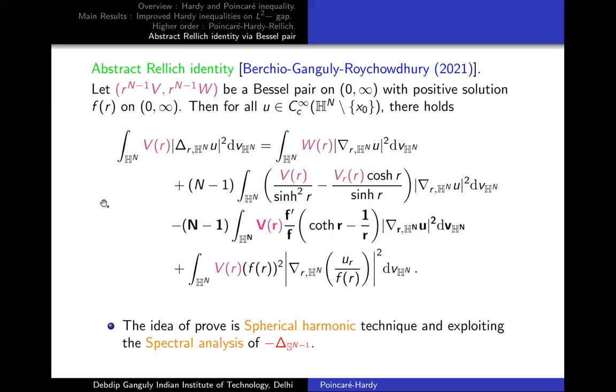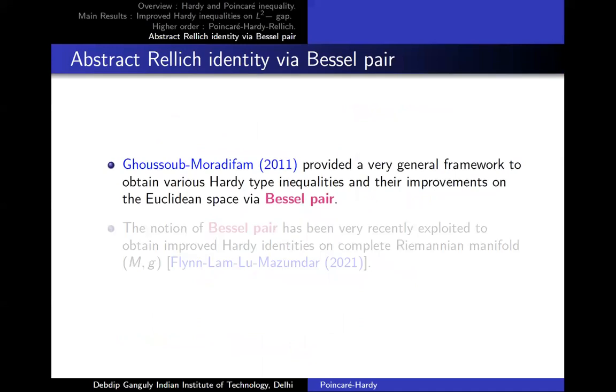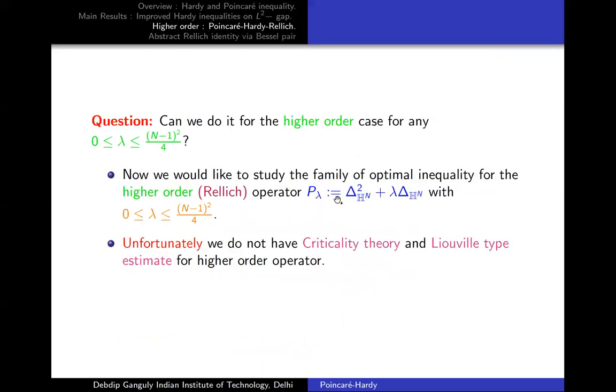We can prove this Rellich inequality. We call it the abstract Rellich inequality because there is no Hardy term. Now we have to choose a particular V and W, because for a particular choice we want to recover all this type of inequality for Poincaré, higher order Poincaré and higher order Hardy.